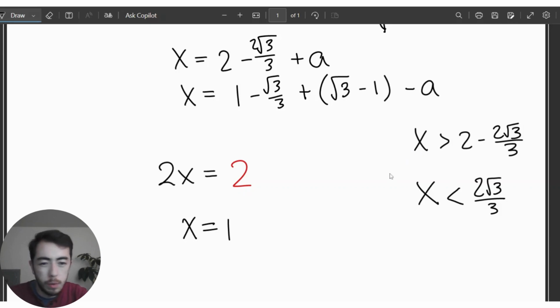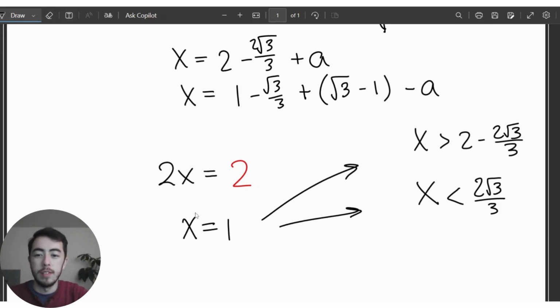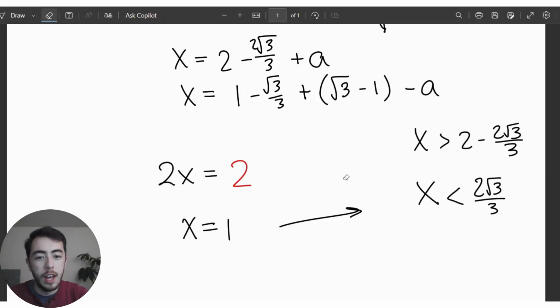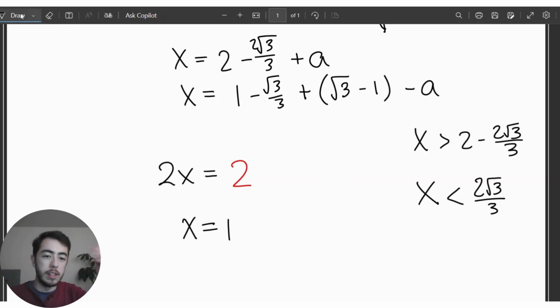And what do you know? 1 is actually right in the middle of those two values, which makes sense because the 1 comes from the balanced diagram where everything is congruent and it's symmetrical. And so this ultimately is my solution set.